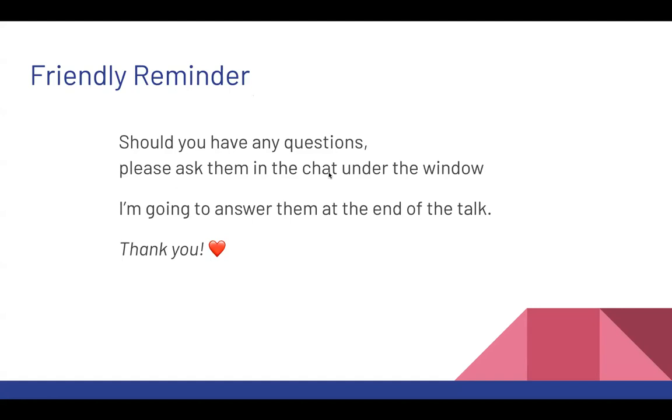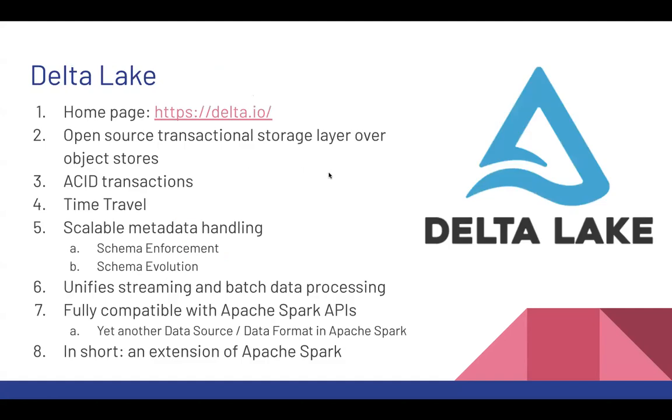Okay, Delta Lake. So homepage, delta.io. There are 2 versions of Delta Lake. One is open source, known as Delta Lake OSS, open source software. That's the aim of this talk. I've got no idea what's available in Databricks' commercial Delta Lake version.